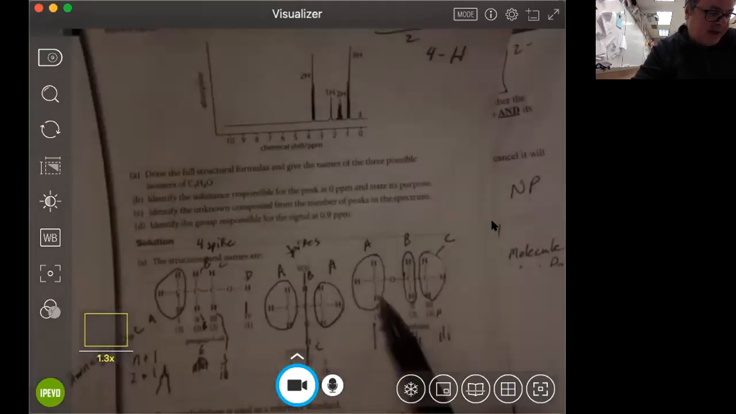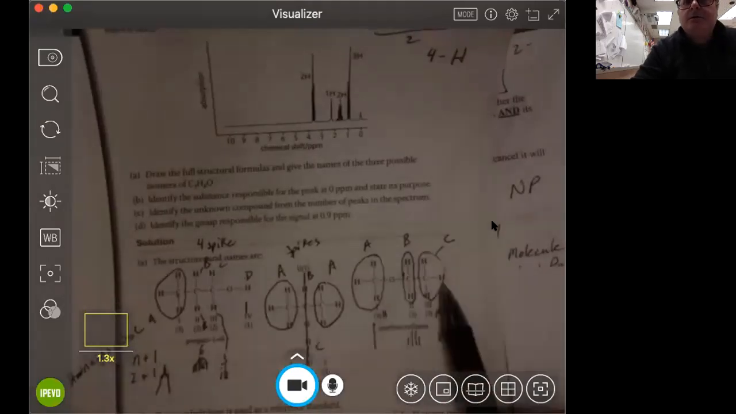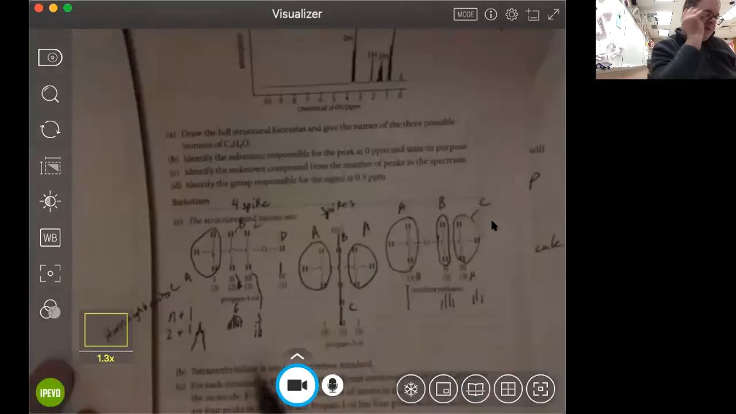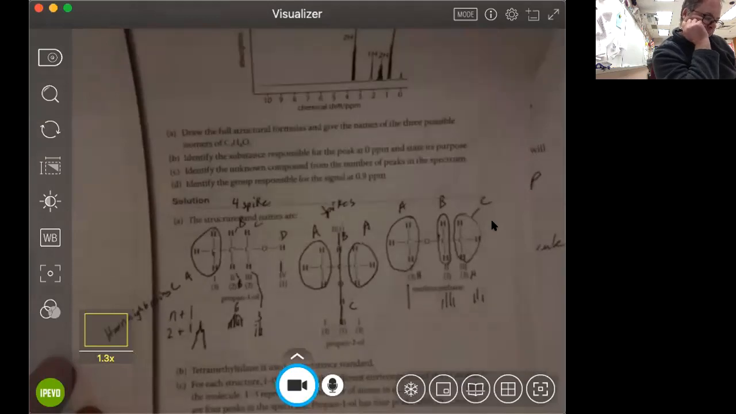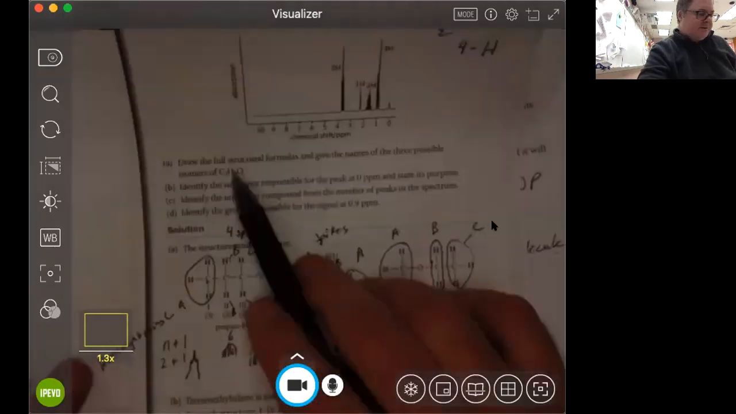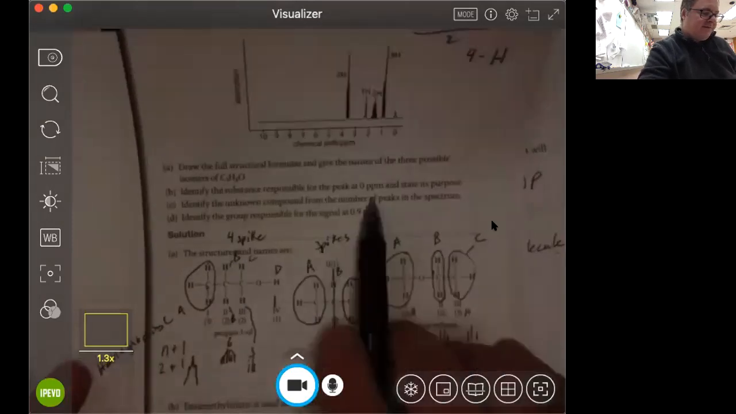Again, we only have A, B, and C. So the only one that fits this is the propanol. So we can draw those isomers involved. We should be able to identify the substance.